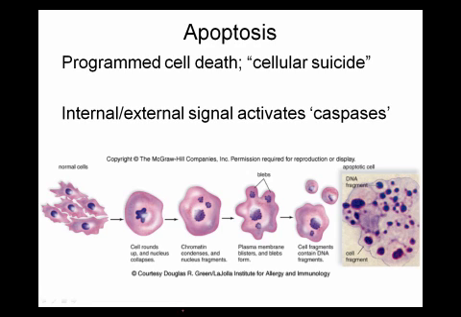This occurs sometimes during development. There are times in development when cells need to be destroyed. Also, there are cases where cells can become damaged. They can have damaged DNA mutations, and as a result, these cells receive the signal to kill themselves.